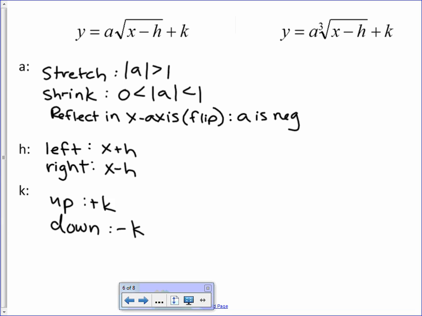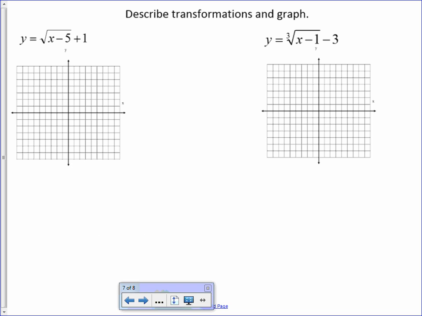And then instead of the stretched out S shape increasing from left to right, if you flipped it over the x-axis, it would be decreasing from left to right. So it's just a reflection in the x-axis. Very good. Let's look at some examples, the two examples at the bottom of the screen.